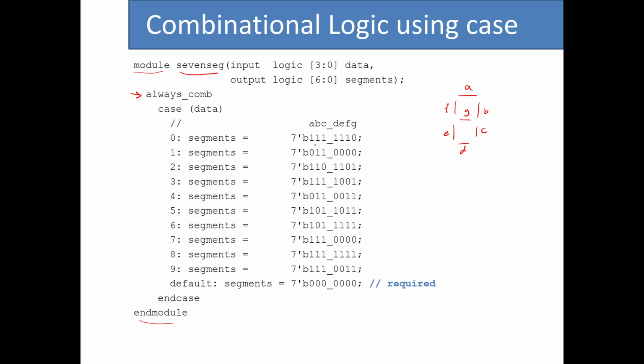So the 7 bits of the output segments are basically ordered like this: A, B, C, D, E, F, G. When the data is 0, LEDs A, B, C, D, E, F are going to be on. So when we have A, B, C, D, E, F on and G off, that's basically 0. Let's say for another one, if the data is 5, the output is going to be 1, 0, 1, 1, 0, 1, 1. So basically A, F, G, C, D are going to be on, while B and E are off, right?